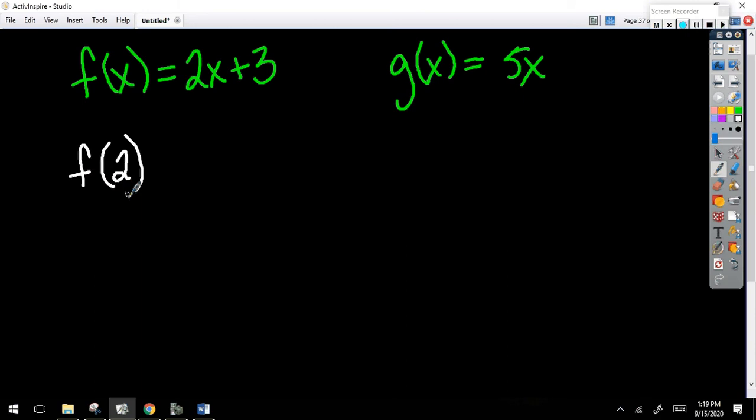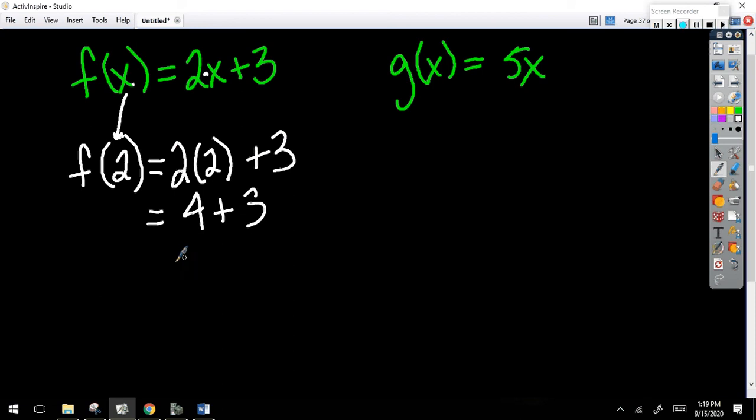What does that mean that I do? Everywhere, look what was here before. Before it was f of x, right? Now it's f of 2. Everywhere there was an x, replace it with 2. So 2 times 2 plus 3. 4 plus 3, which is what? 7.